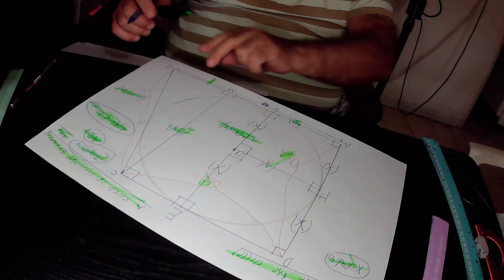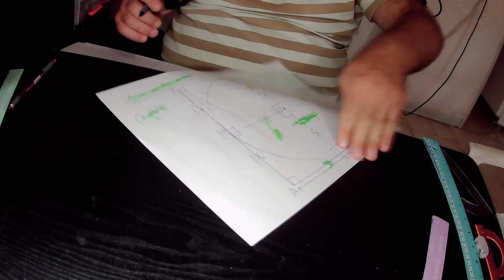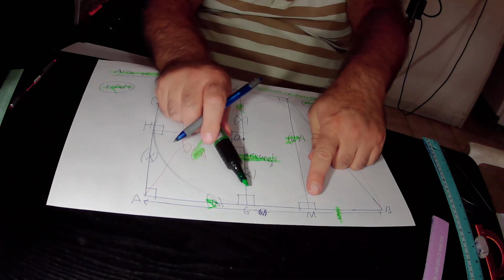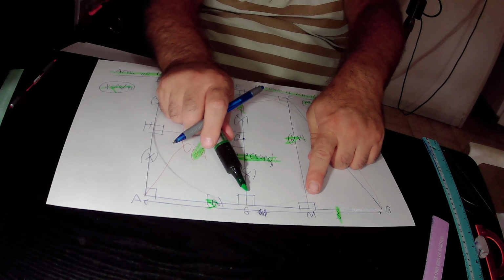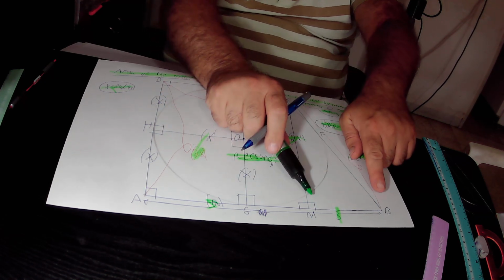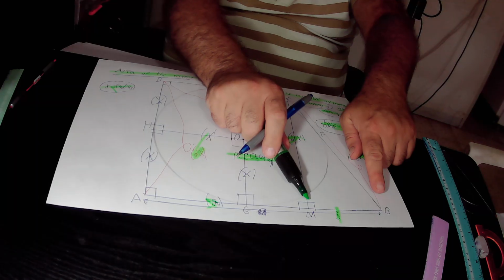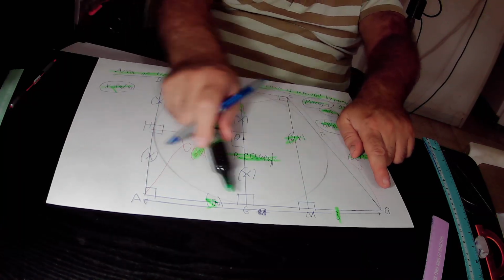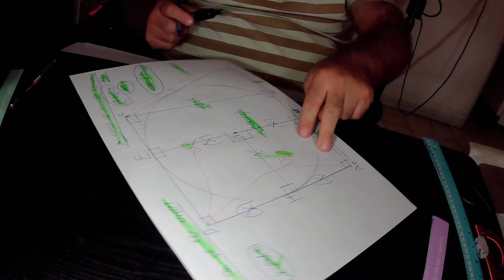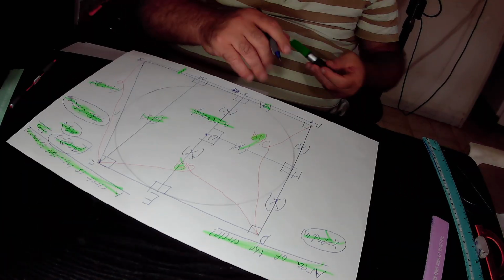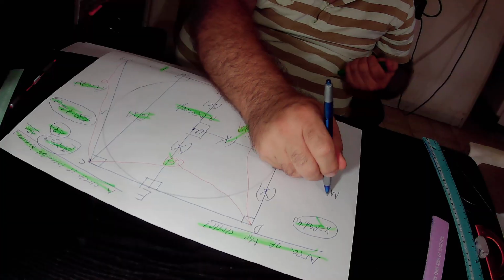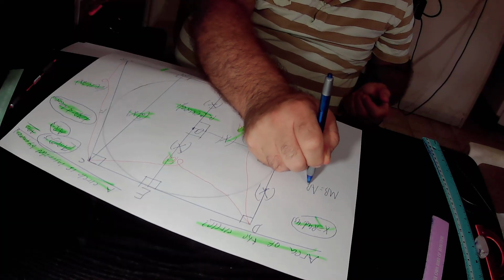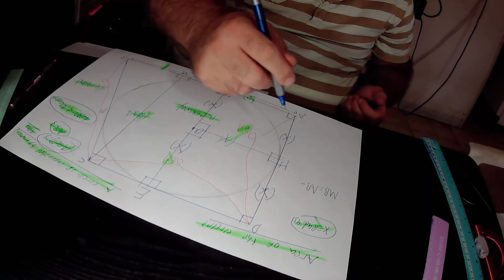So what is the length of the missing side MB? What is the value of this missing MB? From the drawing, it is very easy to see that MB in total equals AB minus AM. So write it down: the missing MB is equal to AB minus AM.